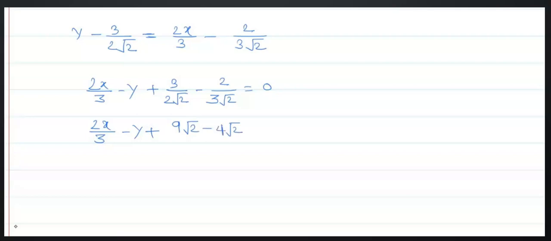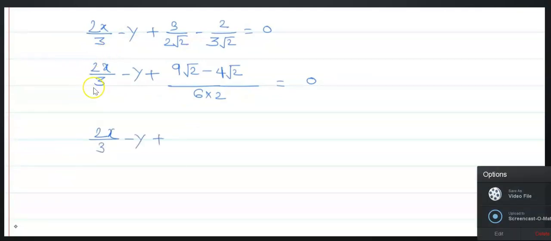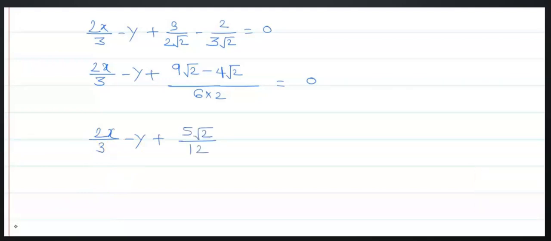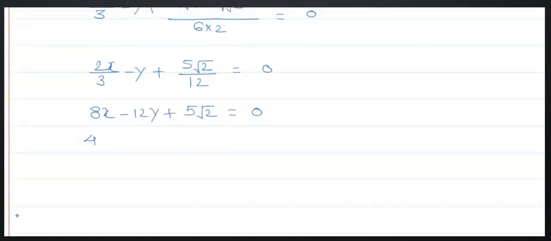Now simplify this by making the cross multiplication. That is 2x upon 3 minus y. If you perform the cross multiplication, that is 9 root 2 minus 4 root 2 upon 6 root 2 into root 2, that is 2. Therefore 2x upon 3 minus y, 5 root 2 upon 12, that is 8x minus 12y plus 5 root 2 equals 0.